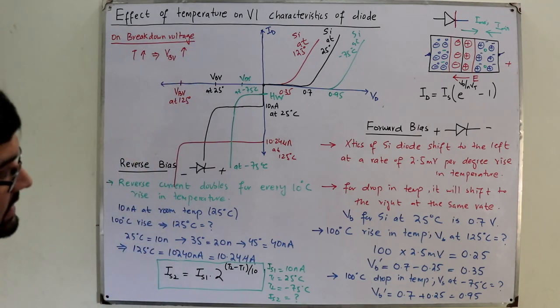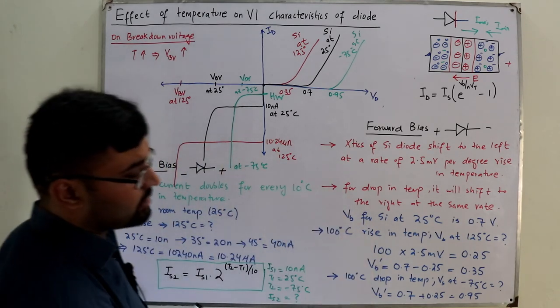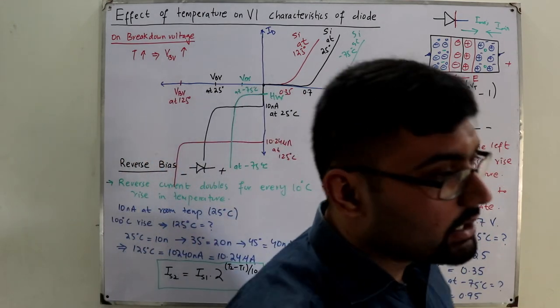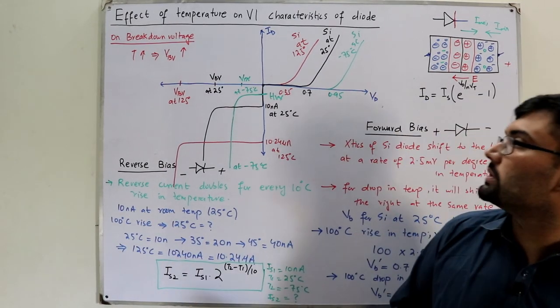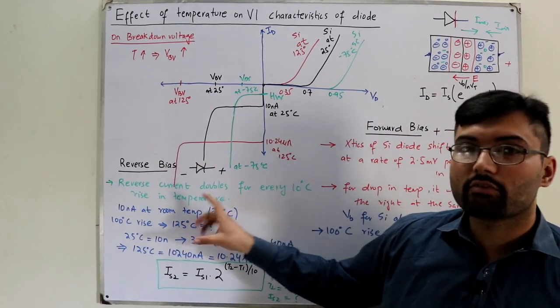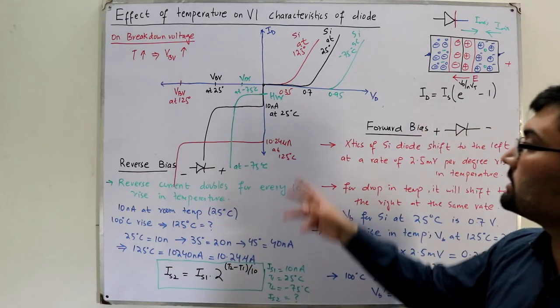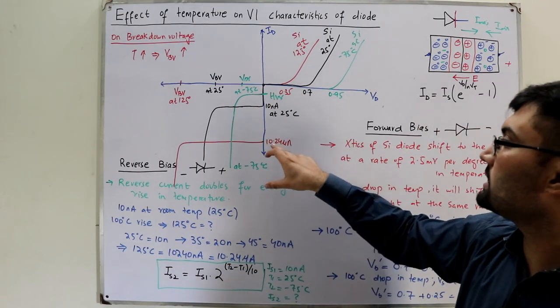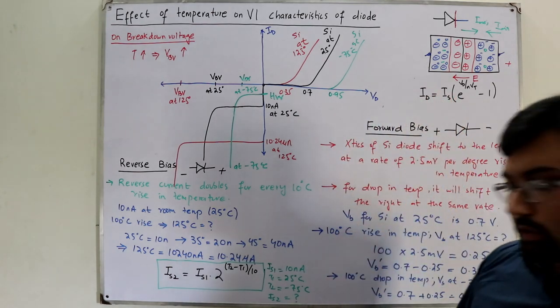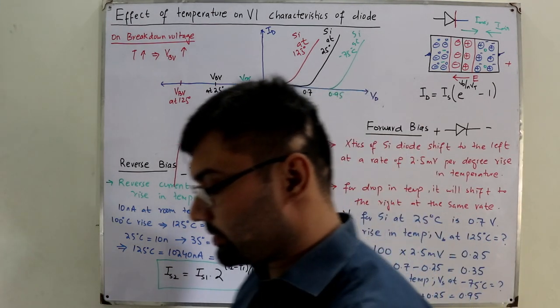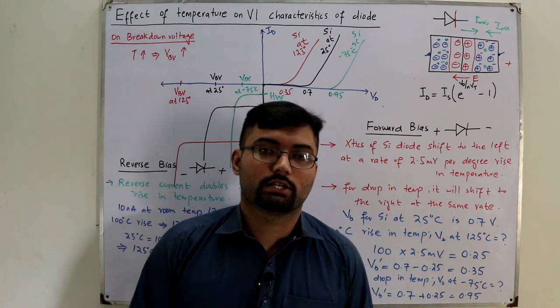And I believe that is it. Now, how is this? Due to the minority charge, you can relate it yourself. I am tired, I cannot give more explanation. You can see it from the graph, and you can see it from the book, through the minority and majority charge carriers.